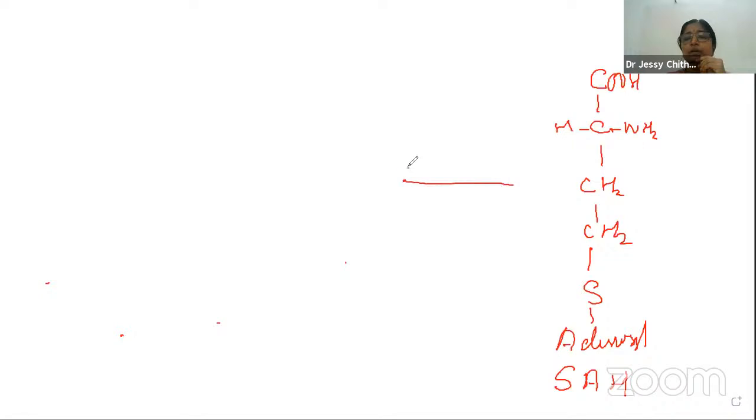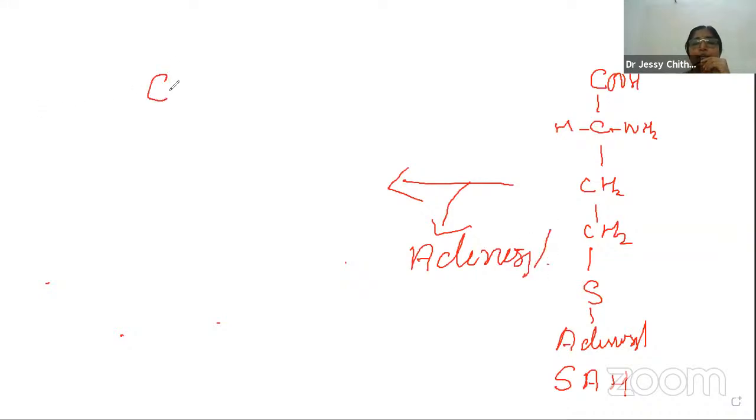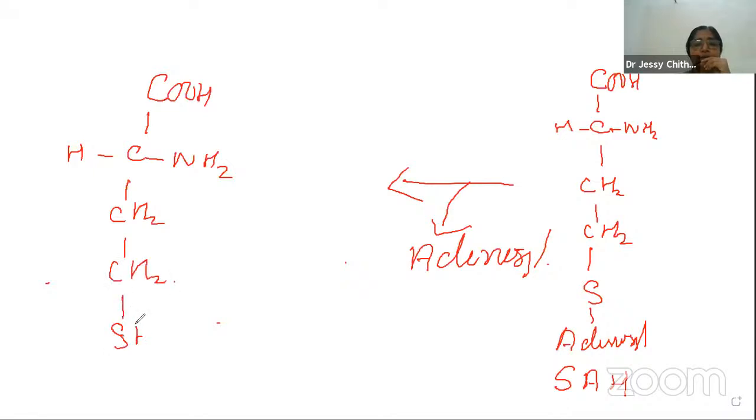The adenosyl group is removed in the presence of adenosyl homocysteinase enzyme, forming CH2, CH2, SH. So what is this structure? When the adenosyl group is removed, it forms homocysteine. Understand? It forms homocysteine.